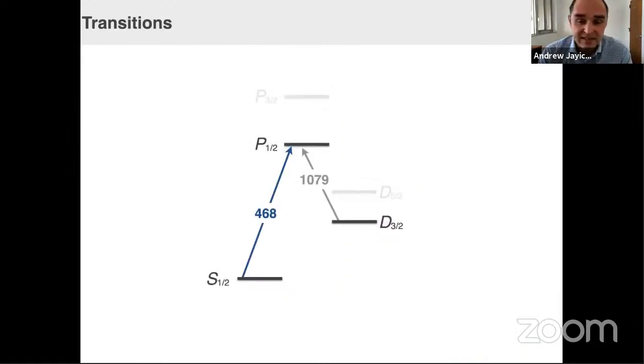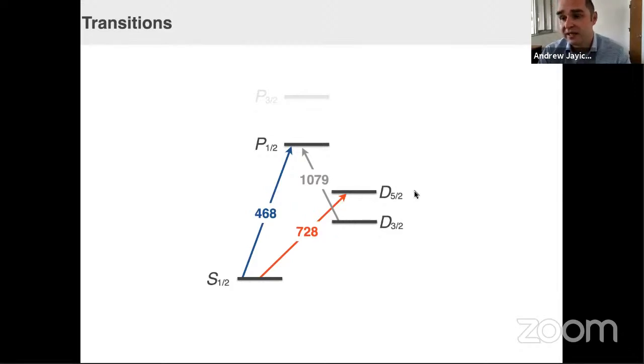We had to set out and measure a whole bunch of transitions. One of the transitions we had to find was this optical clock or optical qubit transition at 728 nanometers. This is a long-lived state. It lives for 300 milliseconds. So this is going to be an important transition for us to use.